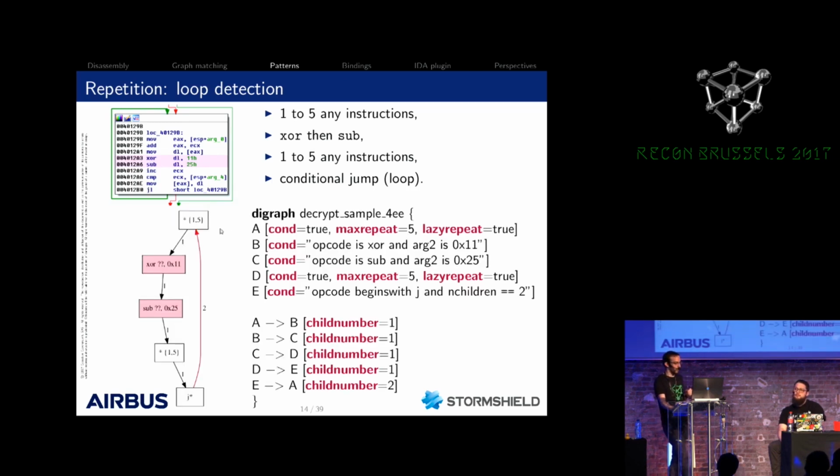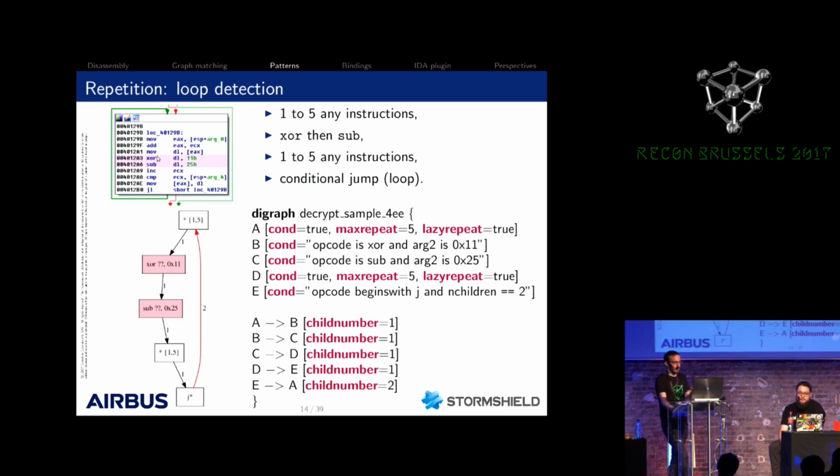We will have here a dot representation of the graph: 1 to 5 any instruction, then the XOR, the sub, 1 to 5 any instruction, then the conditional jump. In GRAP, the pattern will look like that. You will say, okay, I'm looking for any instruction, repeated at max 5 times, and I want you to stop once the next condition is fulfilled.